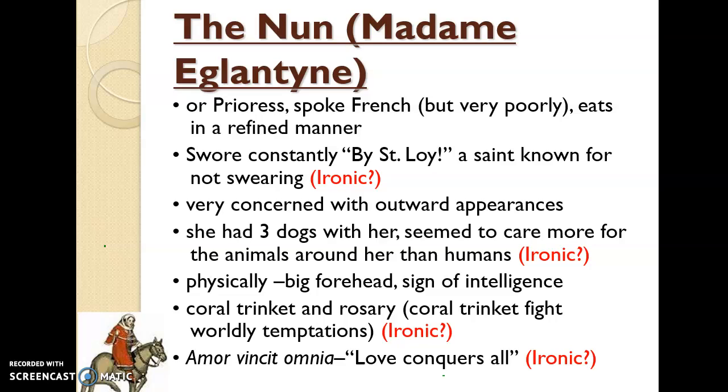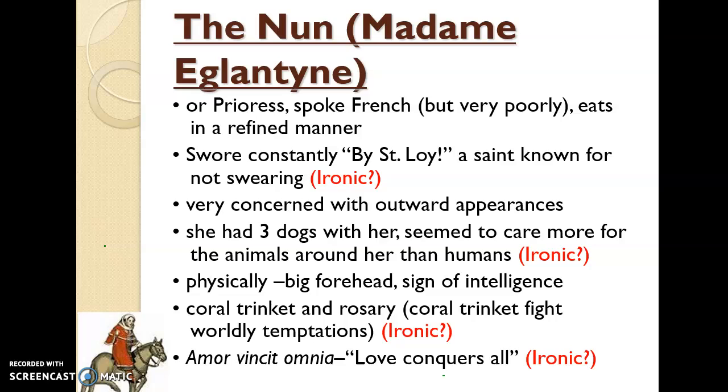And then we have the nun, or you could also reference her as the prioress. She spoke French not very well, eats in a very refined manner. However, the irony about her is that she swore constantly. Not like the typical swear words that you hear nowadays, but she would say, by Saint Loy, a saint known for not swearing, which is very ironic. So potential irony that she could portray during the story in her swearing.